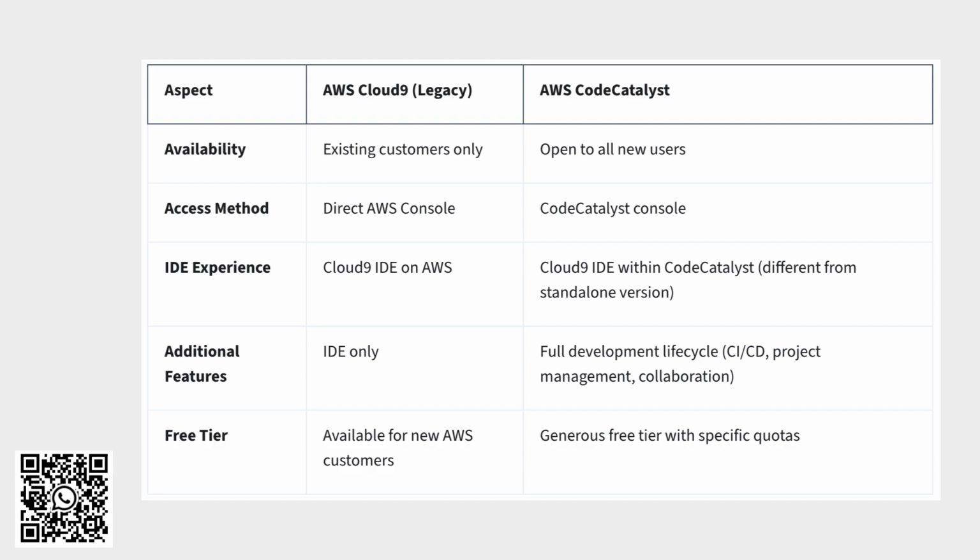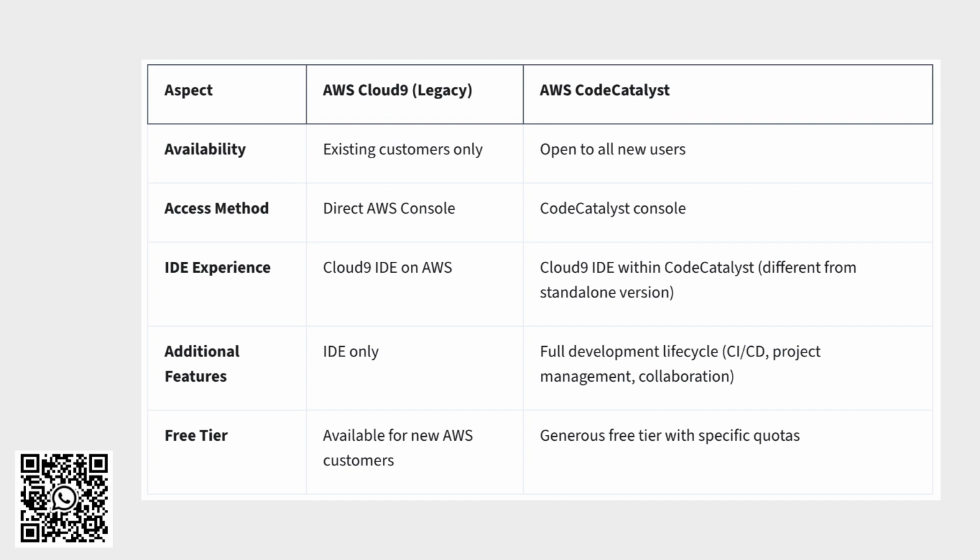But the modern solution is AWS CodeCatalyst, which in the free tier includes 2000 builds per minute per month and 60 development environment hours per month, with 10 GB of storage space and 64 GB total development environment storage. And it is available for new users, and it is a normal thing.